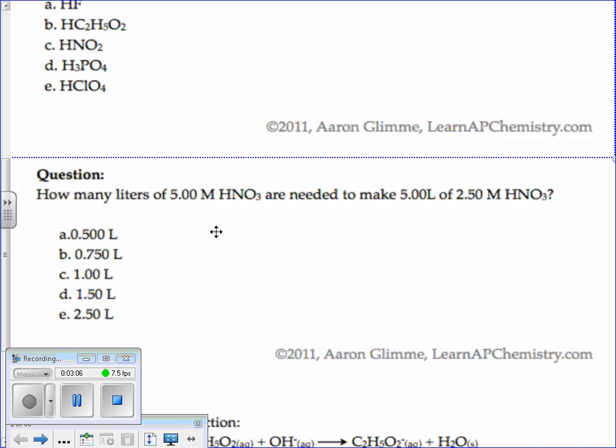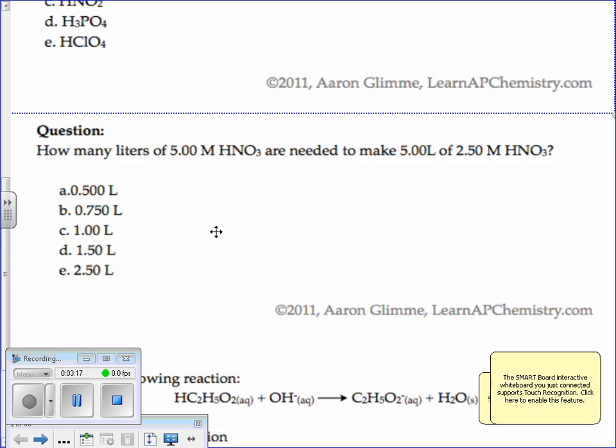Okay. How many liters of 5 molar nitric acid are needed to make 5 liters of 2.5 molar nitric acid? Think about how you would do it. I see some people writing. Clayton, what you got? E. Why?